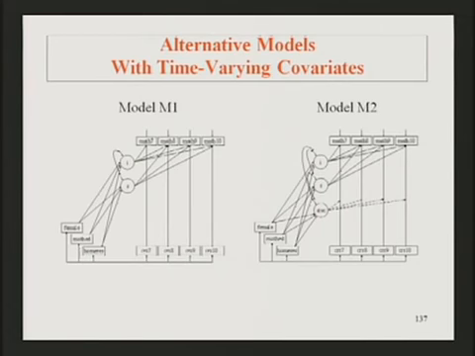By the way, the broken arrows are used to separate that from regressions. This is not a regression here. It's more of an assignment of that slope to that path. That's why we have broken arrows there. So model M1 and model M2, the question is which fits best? So what's your answer?